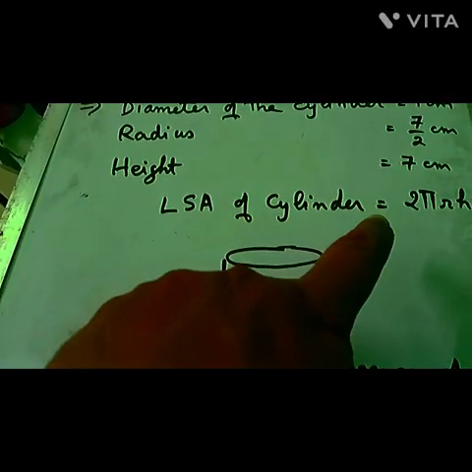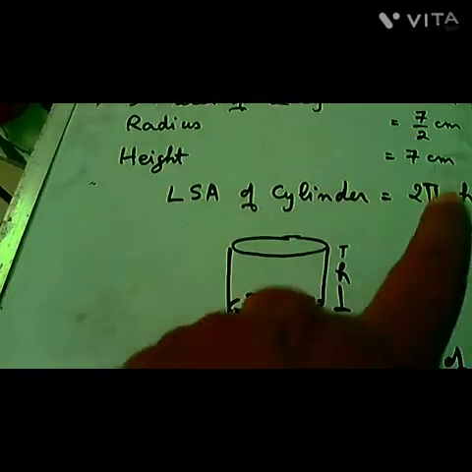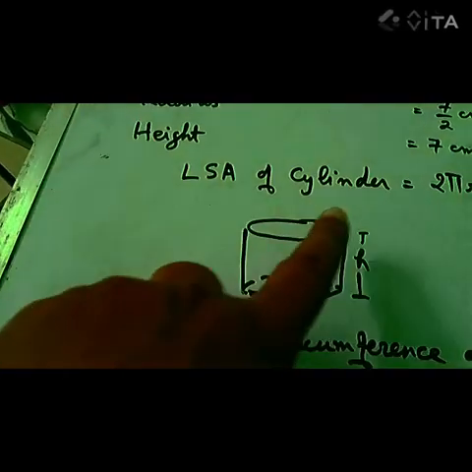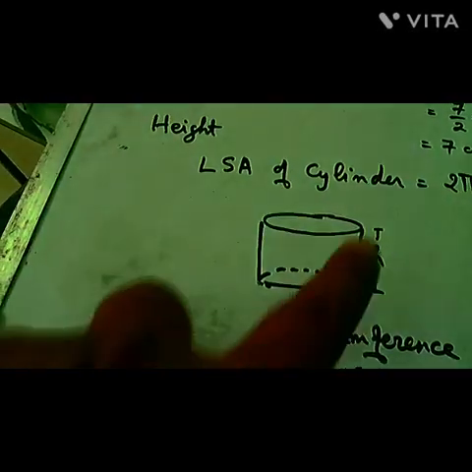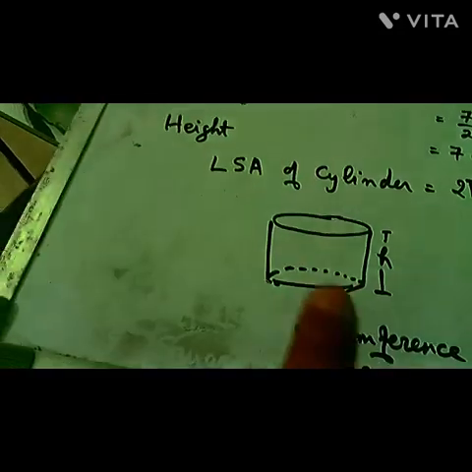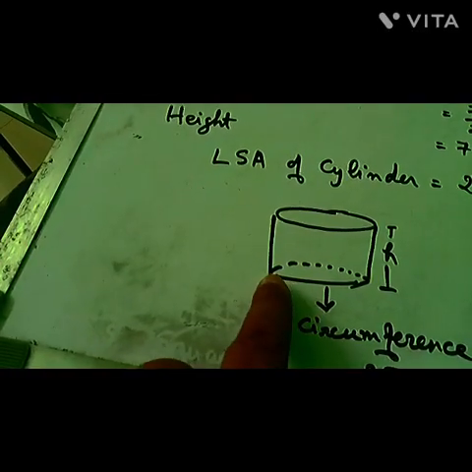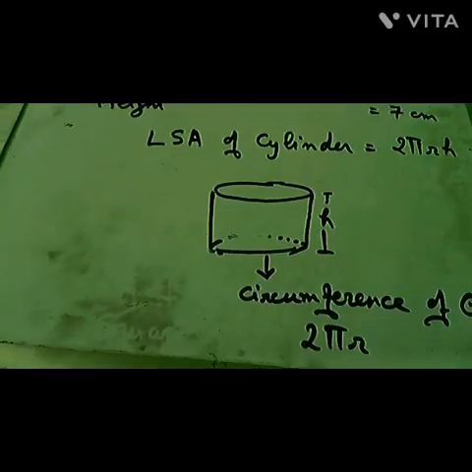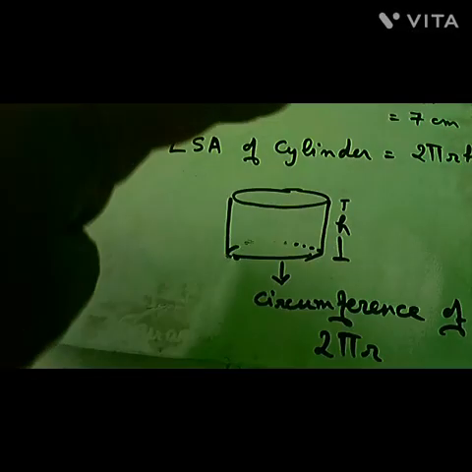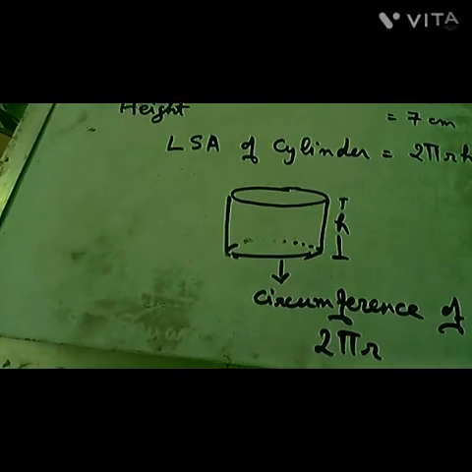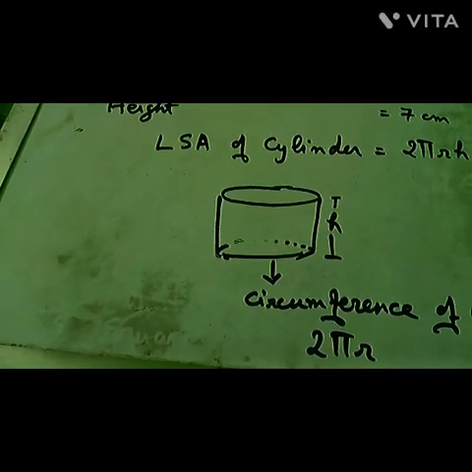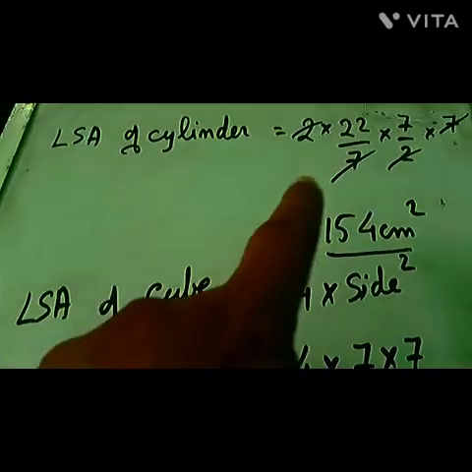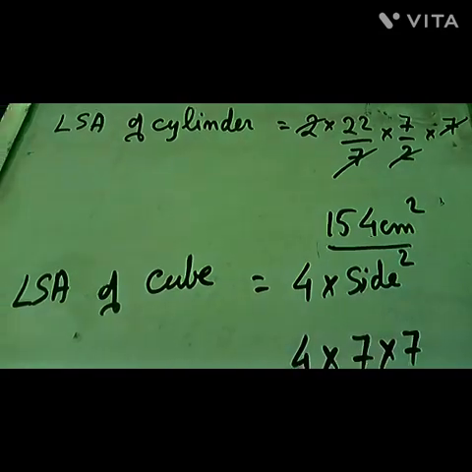Now don't just remember the formula, understand how this formula came. See, total surface area includes everything, and lateral surface area is the area of the walls. Now, this bottom ring, the circumference is 2 pi r, and then the height. So that's how the formula came. 2 pi r h is the LS of the cylinder.